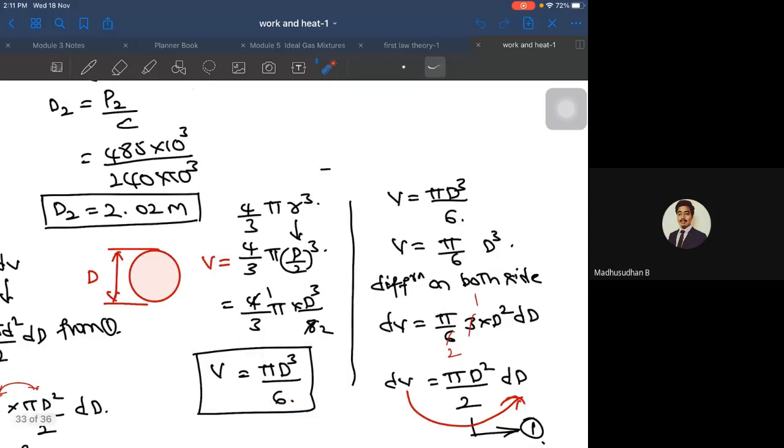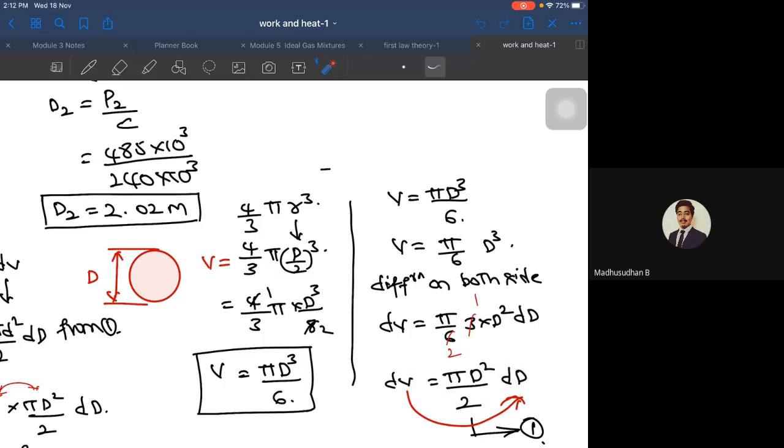Now, V is equal to pi d cube by 6 here. I'll be differentiating on both sides. So therefore dV is equal to pi by 6 as it is. What is the differentiation of d cube? 3d square. So here it was 6, here it is 3. So finally, dV is equal to pi d square by 2 into dd.